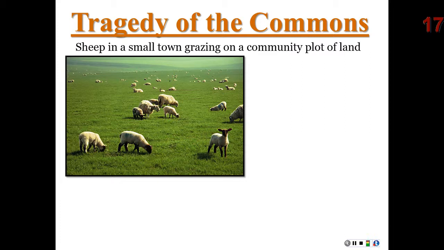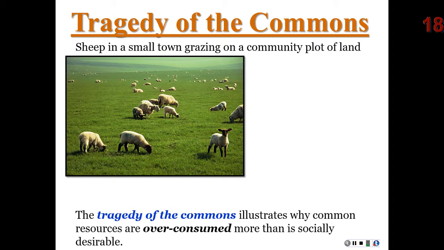Well, the problem is the incentives that are created with it being a community plot is just like the yellow bikes, right? I want to use the land with my cattle before someone else overuses it, right? And so I would have an incentive to use it early and often with my cattle. And the problem is everyone has that same incentive. Therefore, what tended to happen? This common land tended to become a tragedy, tended to become overconsumed and overused. Okay? The tragedy of the commons illustrates why common resources tend to be overconsumed more than is socially desirable.